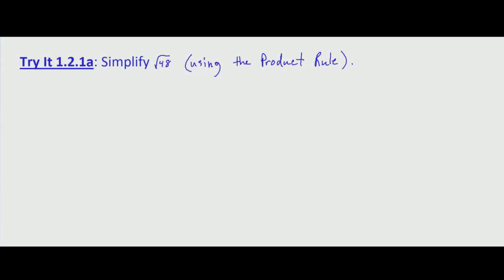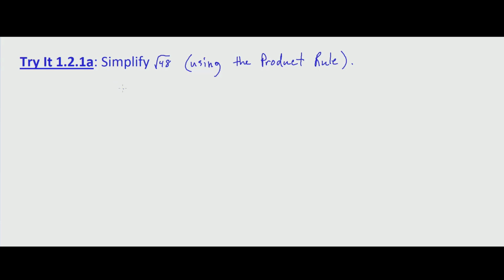In this first try it exercise, we're asked to simplify the square root of 48. I put in parentheses using the product rule. And remember, the product rule simply means that if you have a radical expression, what's under the radical may be separated into its product. And we're going to be looking for, as usual with square roots, perfect squares.